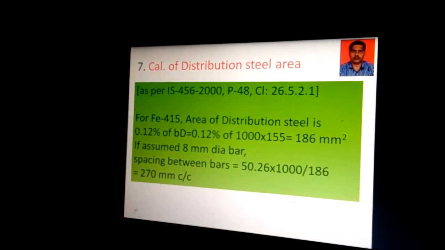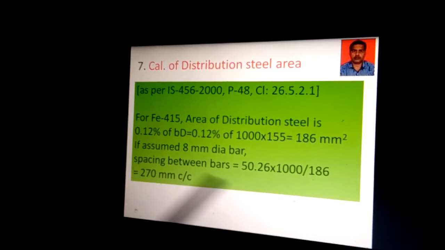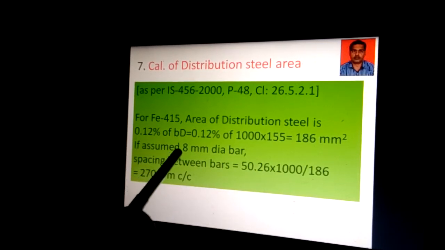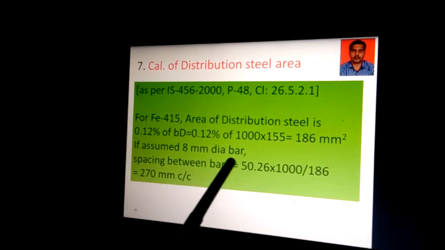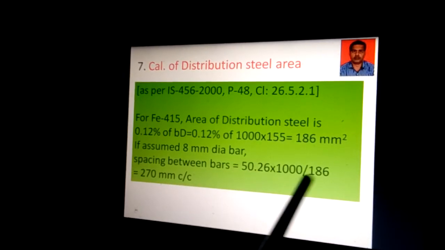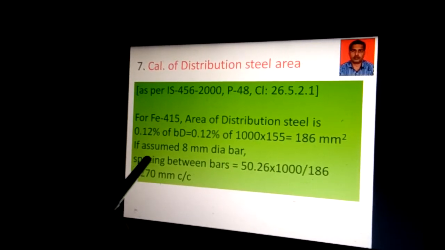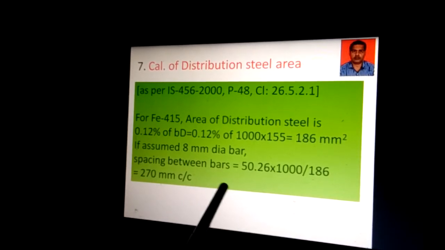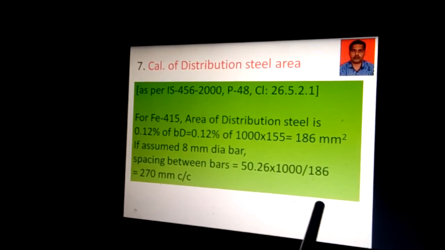Now for distribution steel, as per IS 456-2000 page 48 clause 26.5.2.1, for Fe415 steel grade, the area of distribution steel is 0.12% of b into capital D, that is 0.12% of 1000 into 155, and this comes to 186 millimeter square. If we assume an 8 mm diameter bar for distribution steel, the spacing between bars would be 50.26, that is one bar's area, into 1000 divided by 186, and this comes to 270 millimeter center to center.